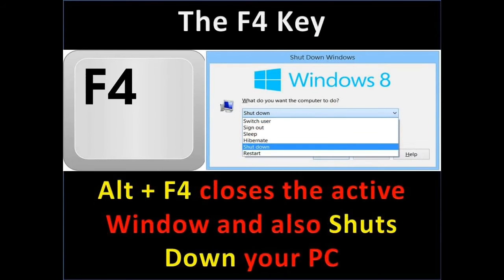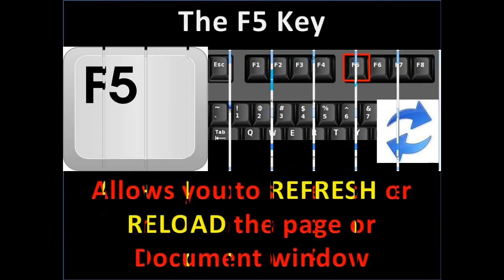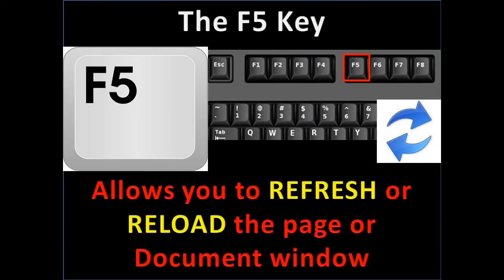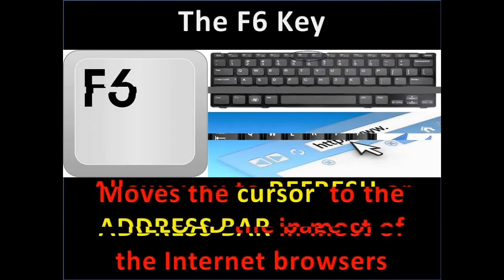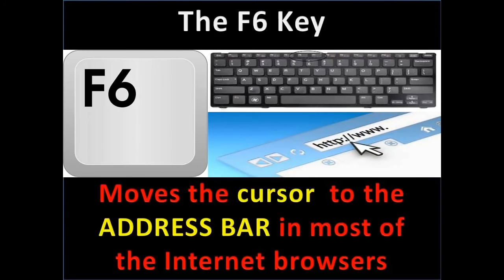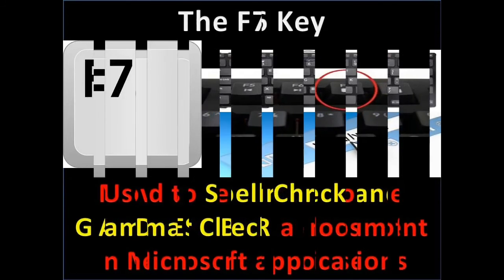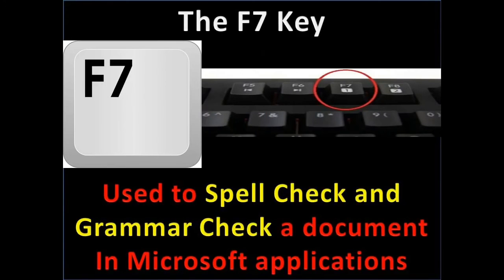F4 key. Alt plus F4 closes the active window and can also shut down your personal computer. F5. F5 key allows you to refresh or reload the page or document in the window. F6 key helps you to move the cursor to the address bar in most internet browsers. F7 key is used to spell check and grammar check a document in Microsoft applications.